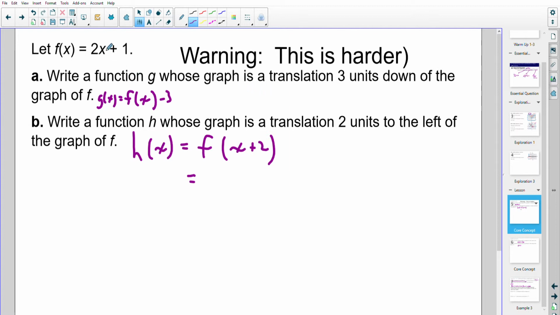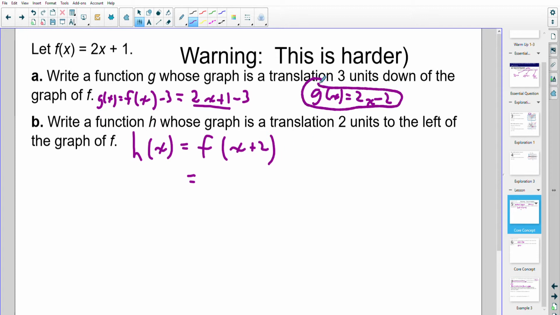Well, 3 units down of this graph, f of x, means you're going to be subtracting 3 off of this. In other words, your g of x equals f of x minus 3. And so you can write that down by just saying, oh, it's going to be 2x plus 1 minus 3, which means that your g of x is going to end up equaling 2x minus 2 when you combine like terms.